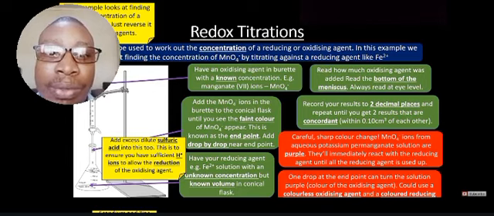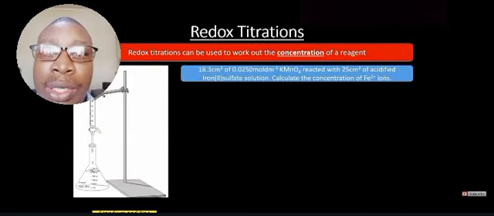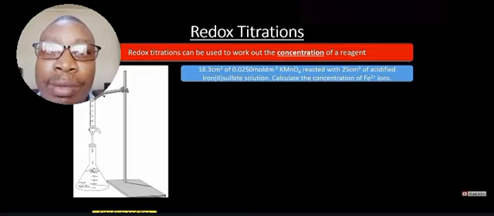So those are some general points to take note. Let's look at a specific example here. You're given that 18.3 cubic centimeters of a 0.025 moles per cubic decimeter potassium manganate reacted with 25 cubic centimeters of acidified iron 2 sulfate solution. Calculate the concentration of Fe2+ ions.